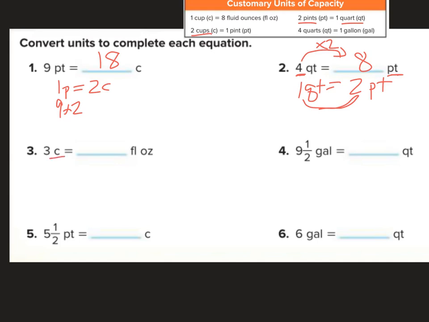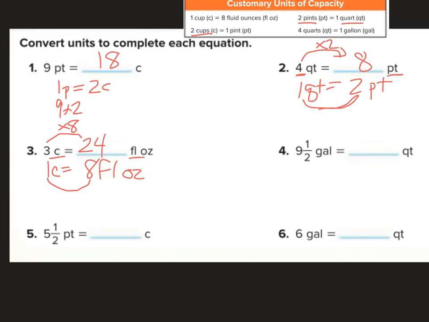Next, we're going from cups to fluid ounces. 1 cup equals 8 fluid ounces. So I multiplied by 8 to go from 1 to 8. So that means I need to multiply by 8. 3 times 8 is 24 fluid ounces.